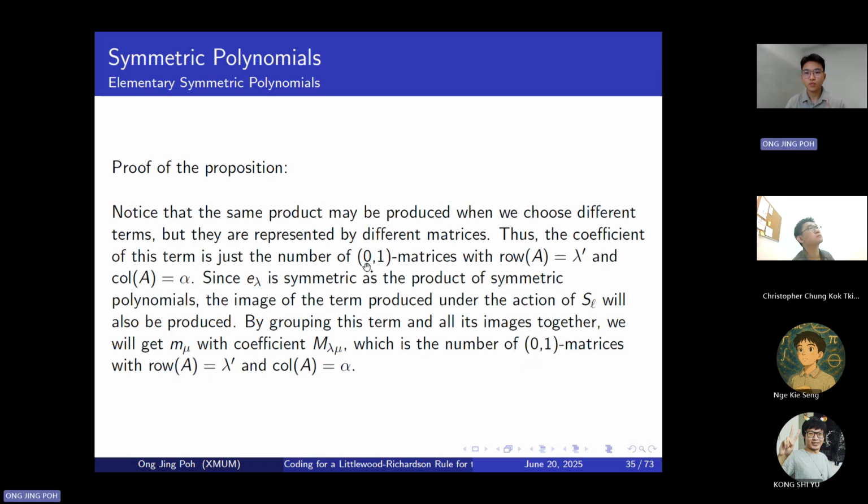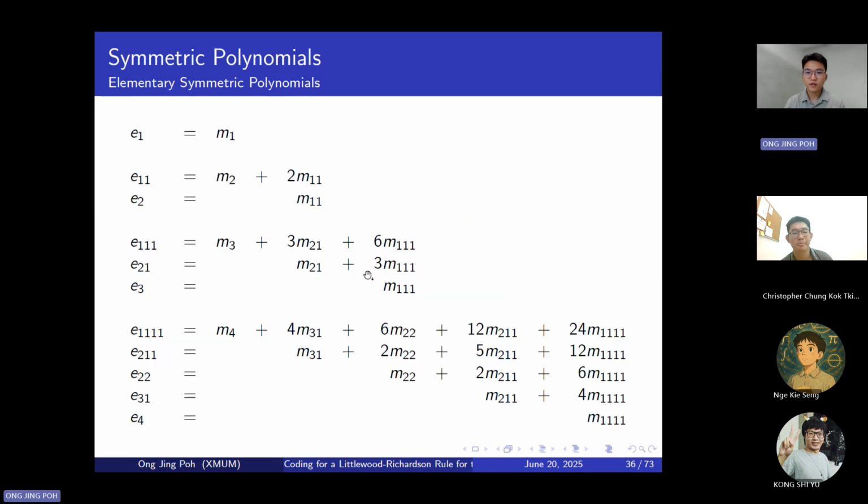And next, notice that when choosing different terms in each e lambda i, we can produce the same monomial term, and they are represented by different matrices. And thus, the coefficient of this term is just the number of 0,1 matrices with row sum vector lambda prime and column sum vector alpha. And also by the symmetry properties of e lambda, we can group the terms with each image together to get m mu with the coefficient M lambda mu. And the following is a short table of the coefficients M lambda mu.